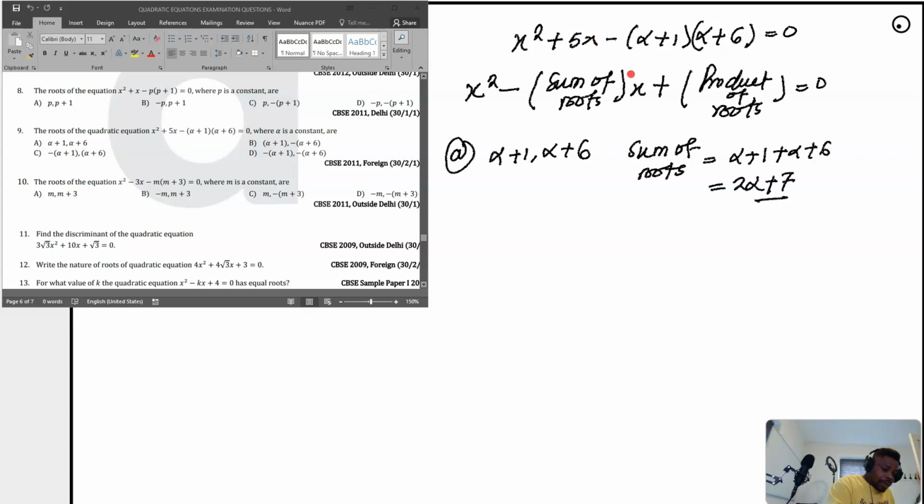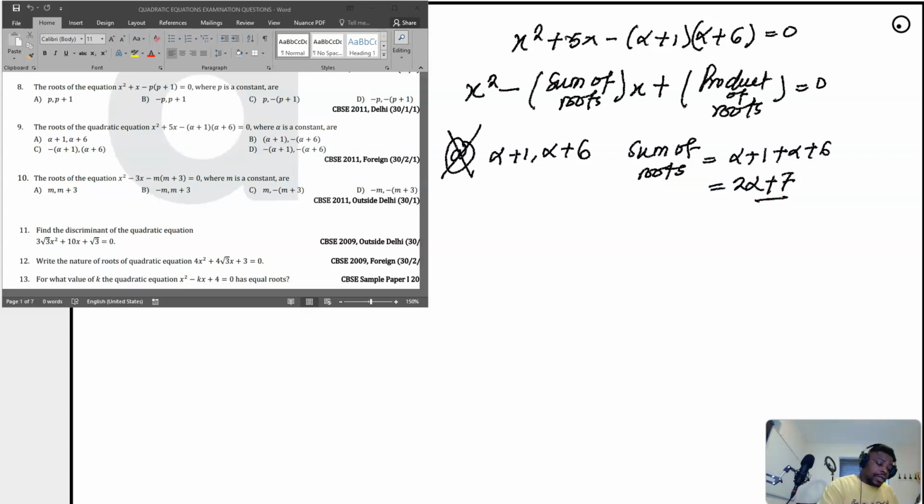But sum here, because x is x, sum here should give us plus 5. But our sum here is giving us 2 alpha plus 7, which is not plus 5. So option A is wrong. So we already know that sum is wrong, so we don't have to do product for A.